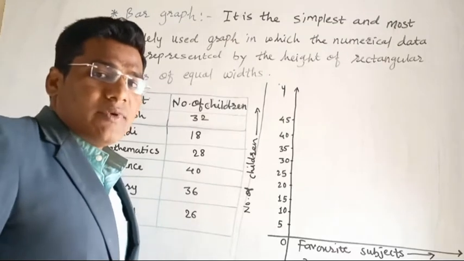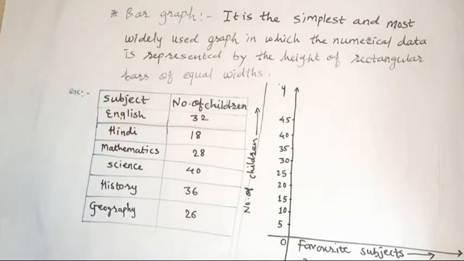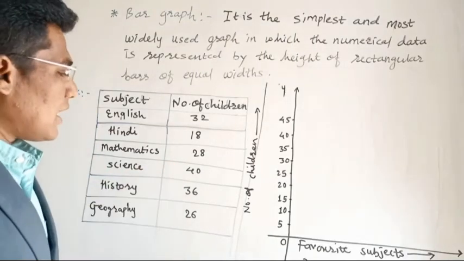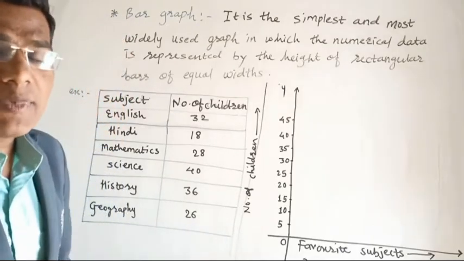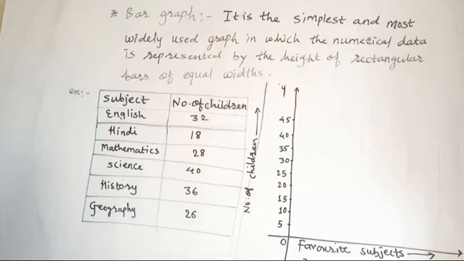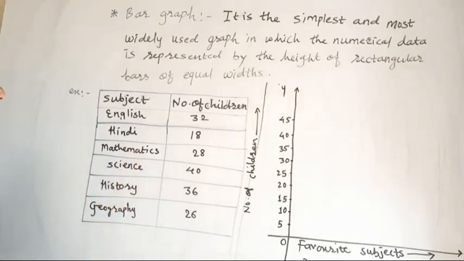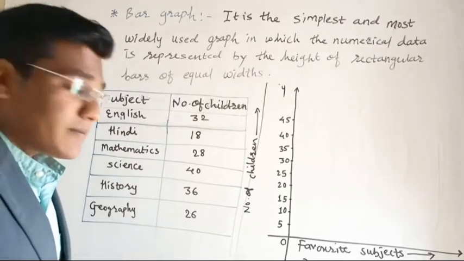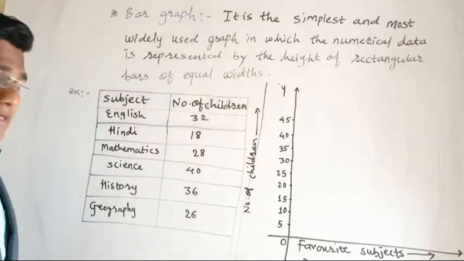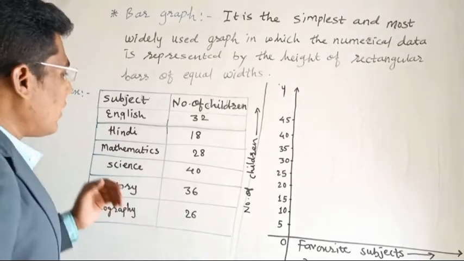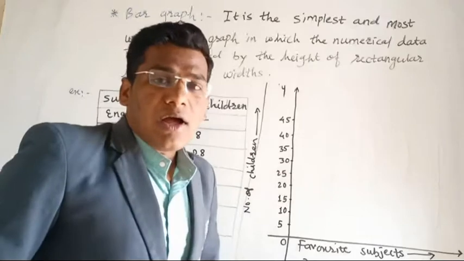So let us solve an example. There are subjects and the number of students who have each as their favorite subject. English has 32 students whose favorite is English. 18 students have Hindi as a favorite subject. 28 students have mathematics as a favorite subject, and 40 students have science as a favorite subject. 36 for history and 26 for geography. So by using this data we have to draw a graph.